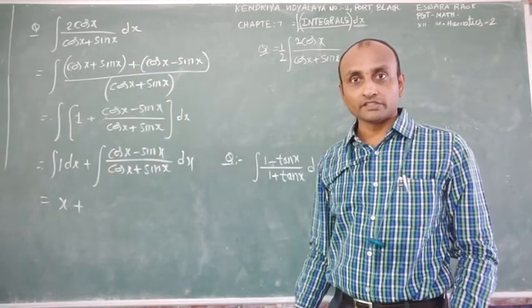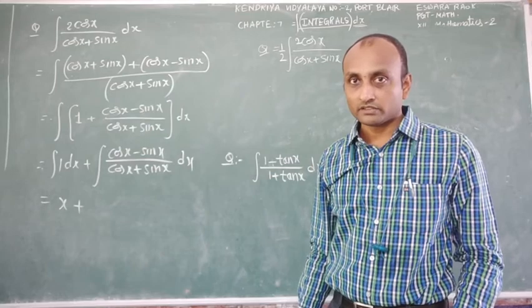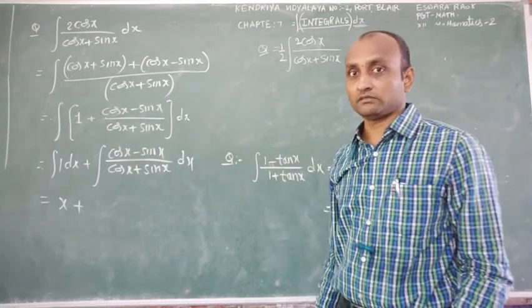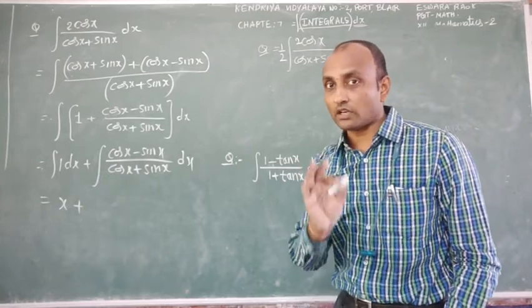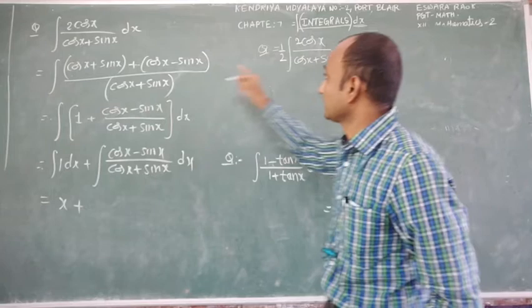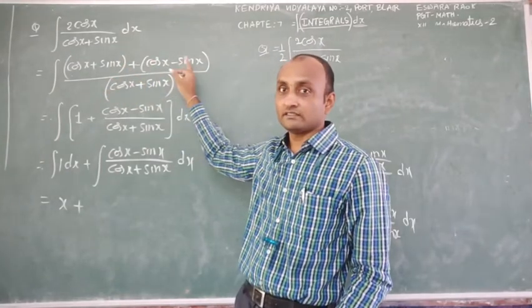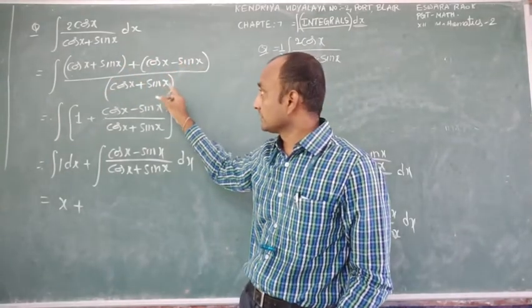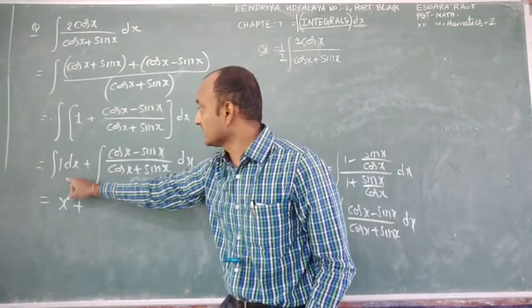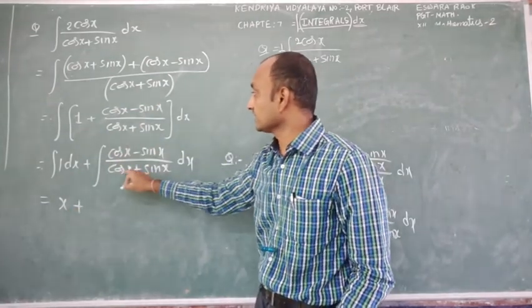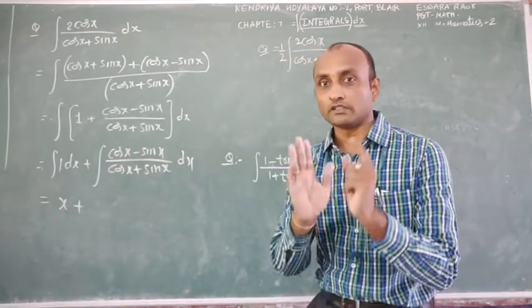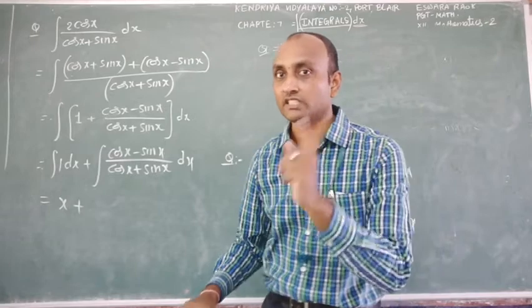You can do it. Got it or not? So you will have to put pen on the paper and do the questions, so that you will not get the doubt. So then 2 cos x by cos x plus sin x, again write like this. Then split the fraction. Then the first one, integration is x. Then for this integration, take the denominator as t, the substitution method. Are you getting one question in different ways?